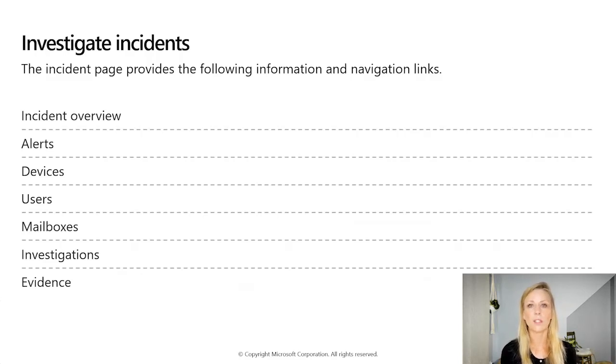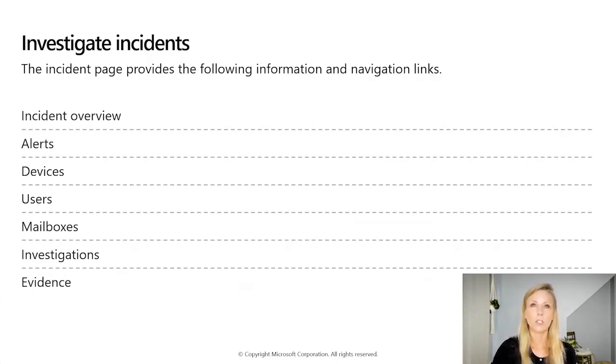If we take a look at the incident page, we'll get information and links to the alerts, devices, users, mailboxes, the investigations, and the evidence. When we take a look at the device tab, for example, we're going to get all of the devices related to that specific incident. If we want to look at the overall summary and properties of the incident, then we can look at the initial investigation of the incident overview. We'll get key information such as the severity, to whom it's assigned, if it's been assigned yet, and the attack categories for that specific incident.